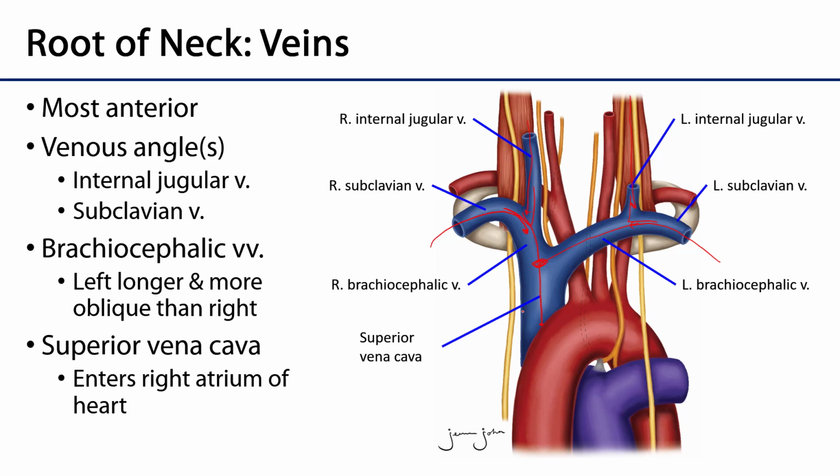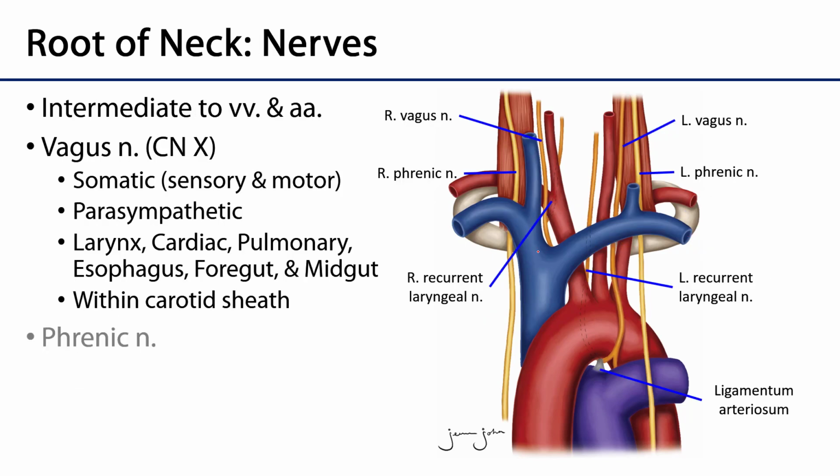The veins are the most anterior elements that we're going to see either in the root of the neck or in the superior mediastinum. In fact, in order to see a lot of these deeper structures, we ask you generally to sever that left brachiocephalic vein so that we can reflect it out of the way to see the deeper structures. So let's take a look at some of the nerves as they traverse these spaces. The nerves are just a little deeper than the veins, but still generally more superficial than the arteries, as we'll see.